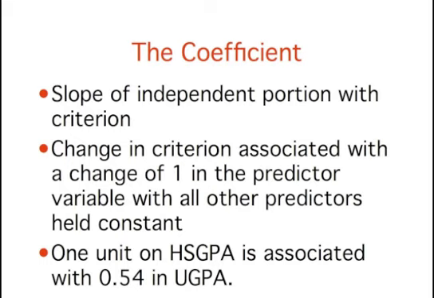Since the regression coefficient for high school GPA was 0.54, this means that, holding SAT constant, a change of 1 in high school GPA is associated with a change of 0.54 in UGPA. If two students had the same SAT and differed in high school GPA by 2, then you would predict they would differ in UGPA by 2 times 0.54, which equals 1.08. Similarly, if they differed in HSGPA by 0.50, then you would predict they would differ in UGPA by 0.50 times 0.54, which equals 0.27.